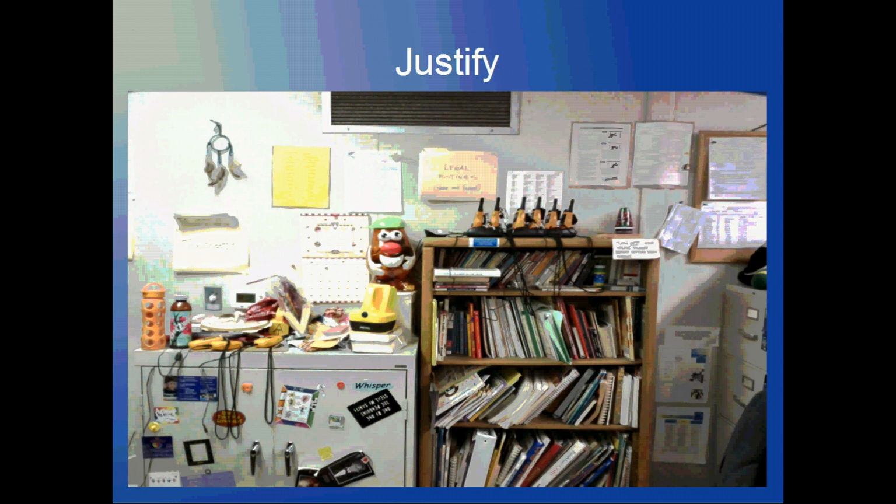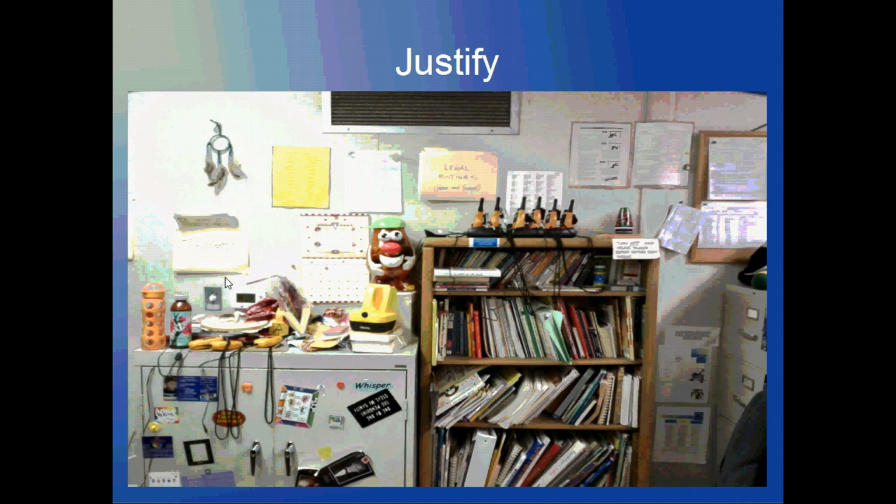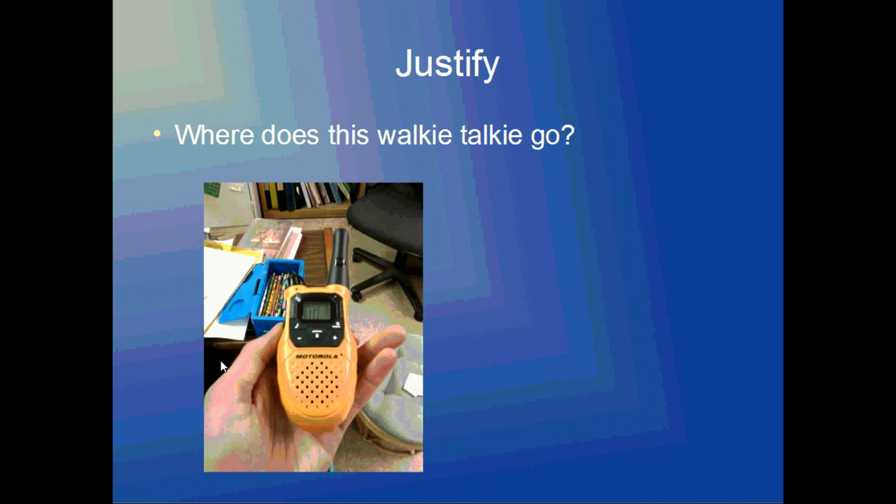Okay? Now, what if you want to bring her as close to seeing the walkie-talkies as possible? Well, you could say, it's on the metal cabinet under the timesheets folder that is on the wall. Okay, that is closer than the Mr. Potato Head. But what's even closer than saying that is saying it's on the metal cabinet right under the thermostat. So she'll see the thermostat, she'll look straight down, and boom, there will be the walkie-talkies. And that's how to give her the most precise description of where this walkie-talkie is located.